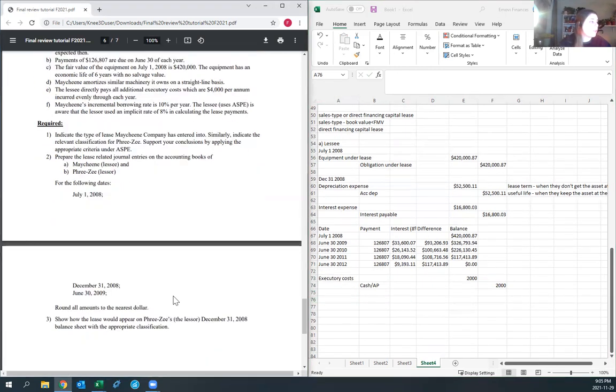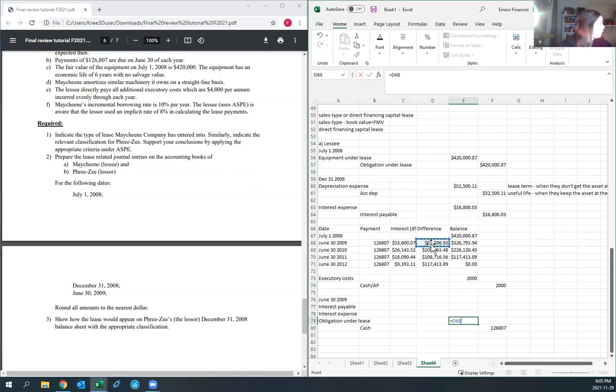Then they ask us for June 30th, 2009. So they're going to have the interest payable, the interest expense, the obligation under lease, and the cash. So cash is your minimum lease payment. Your obligation under lease is the difference between your interest and your payment. Okay, hold on. I'm coming by. Okay, it's fine. I scared my cat.